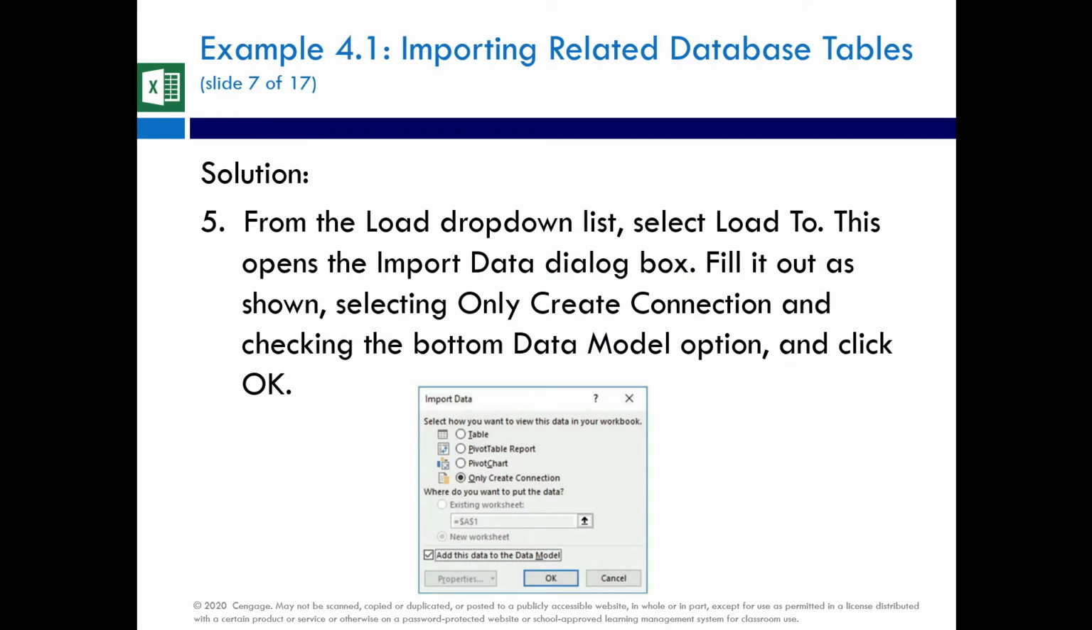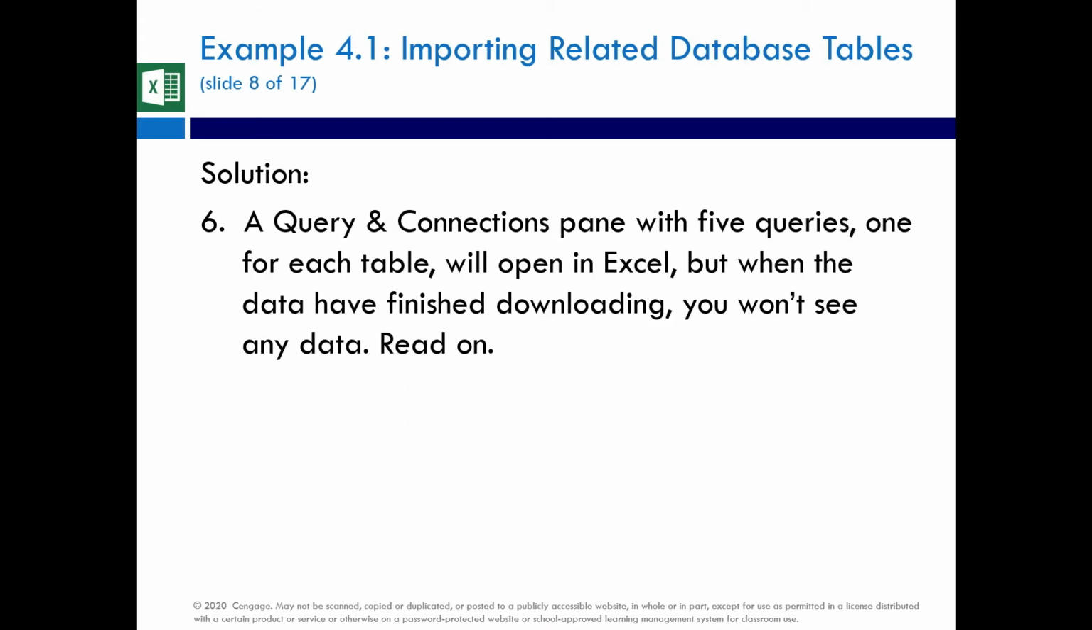Solution: from the Load drop-down list, select Load To. This opens the Import Data dialog box. Fill it out as shown, selecting only Create Connection and checking the bottom Data Model option. A Queries and Connections pane with 5 queries, 1 for each table, will open in Excel, but when the data has finished downloading, you won't see any of the data.